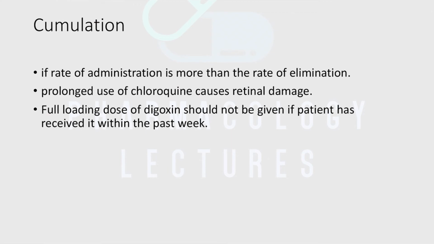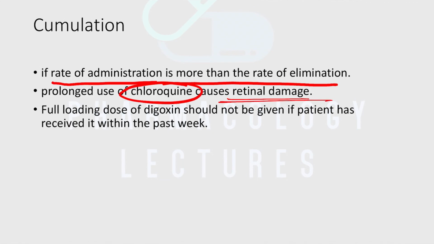Another factor of drug response is accumulation. As the name suggests, it's accumulation of the drug in the body. But why does this accumulation happen? If the rate of administration is more than the rate of elimination, then obviously the drug will gradually accumulate in the body, and this accumulated drug will get deposited at the affected tissues. For example, drugs like chloroquine. Chloroquine has high affinity for retinal tissues, so it can produce retinal damage if this drug is used for a prolonged period of time. Then the drug will get accumulated.